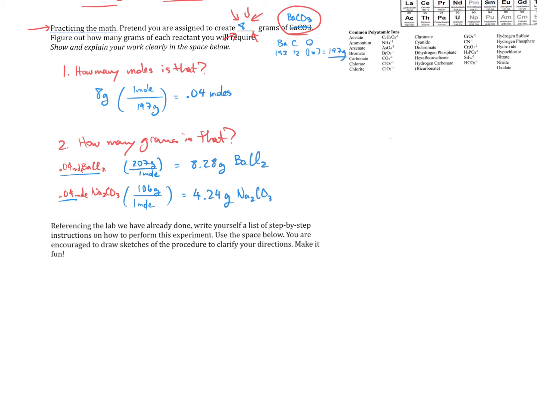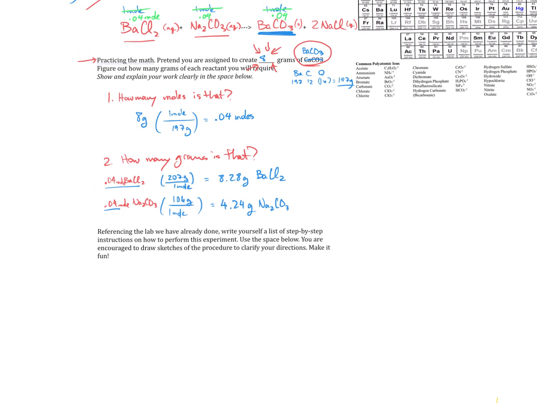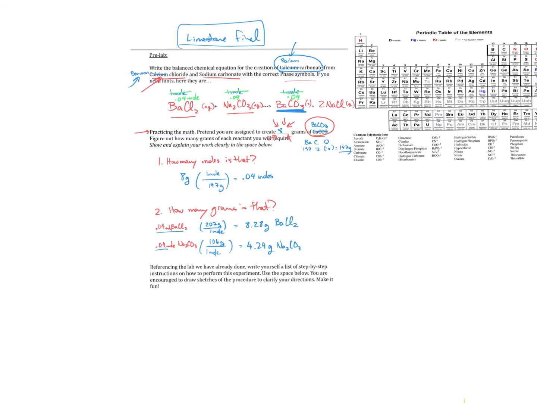So on lab day, this is my example. You need to also do an example in your pre-lab. Fill all of this out. What you'll do is make up your own number here. I used 8. You could use 8 if you want. You could use 5. You could use 7. Then go through these 2 calculations.